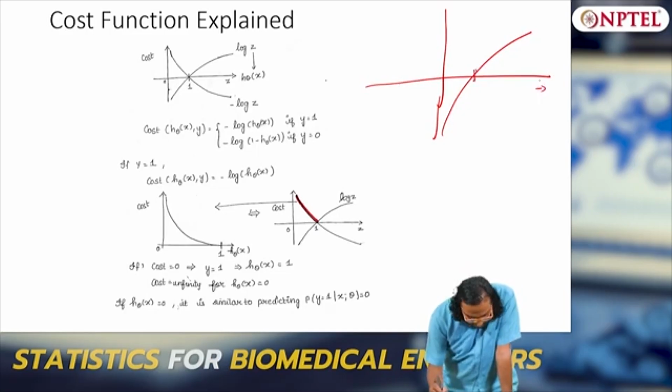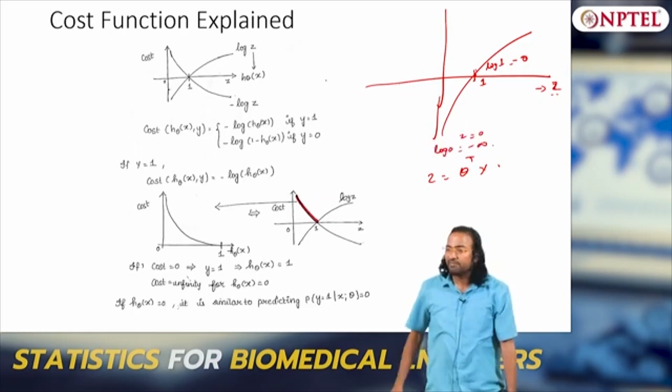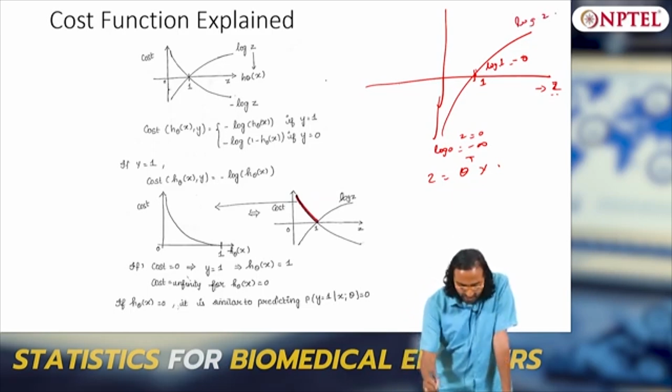Okay, so this is my x value. And this is my z value, which is nothing but theta transpose x. When z is 1, log z equals log 1, which equals 0. And when z equals 0, log 0 equals minus infinity. So this is my graph of log of z.